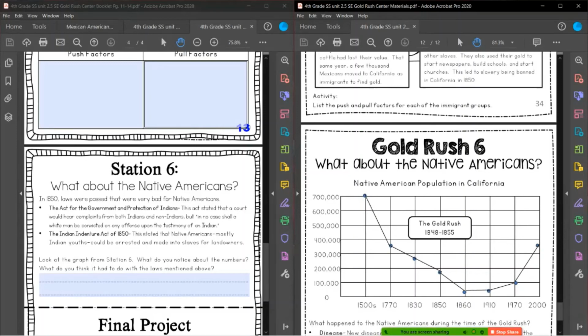Now we're going to take a look at the graph from Station 6 and figure out, what do you notice about the numbers? What do you think it had to do with the laws mentioned above?